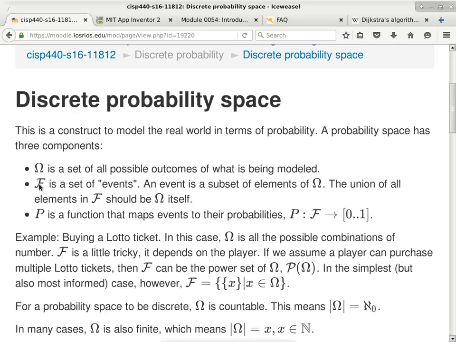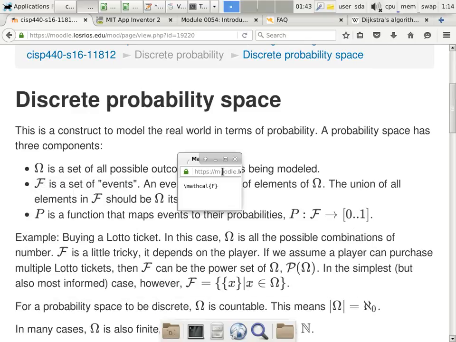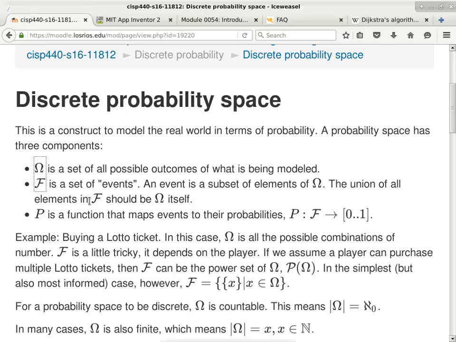And I think this is an F, and let me just double check, make sure. Yep, so it's just an F, but it's a special font. Fancy, yeah, F for fancy. So this particular set is a set of events. Okay, now this is kind of important. An event itself, which is an element of F, is a subset. Okay, so it is a subset of elements of omega. The union of all these elements in F should be omega itself.